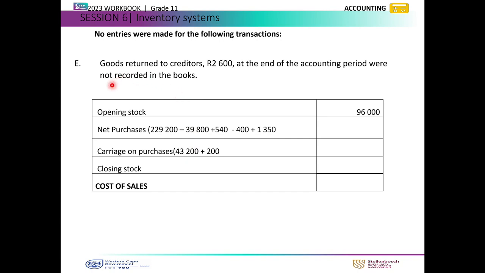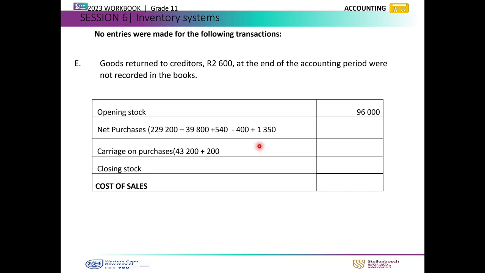In E, they say that goods returned to creditors amounted to 2,600 Rand at the end of the accounting period and were not recorded in any of the books. So, goods returned to the creditors. If something is being returned to creditors, that means we are giving it back to our suppliers. What could we have returned? Anything that we might have recently purchased has to go back to our supplier.